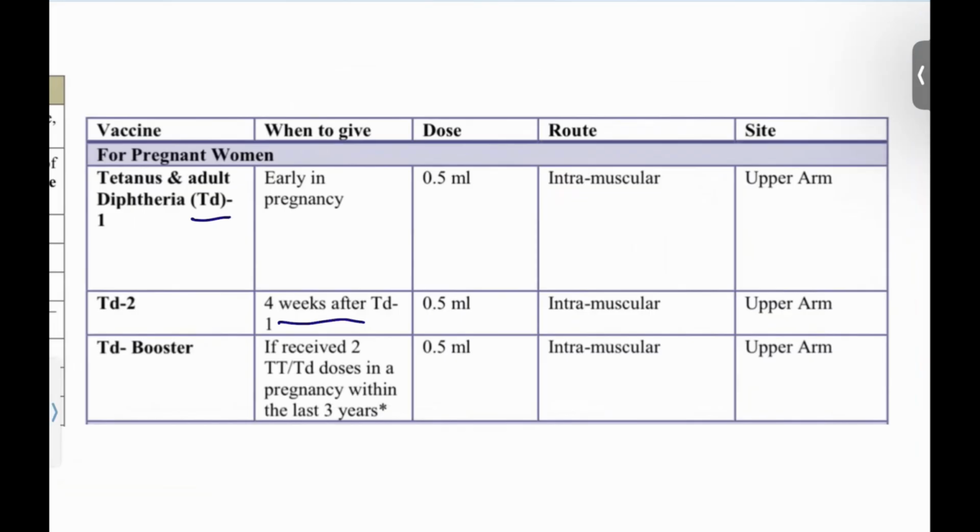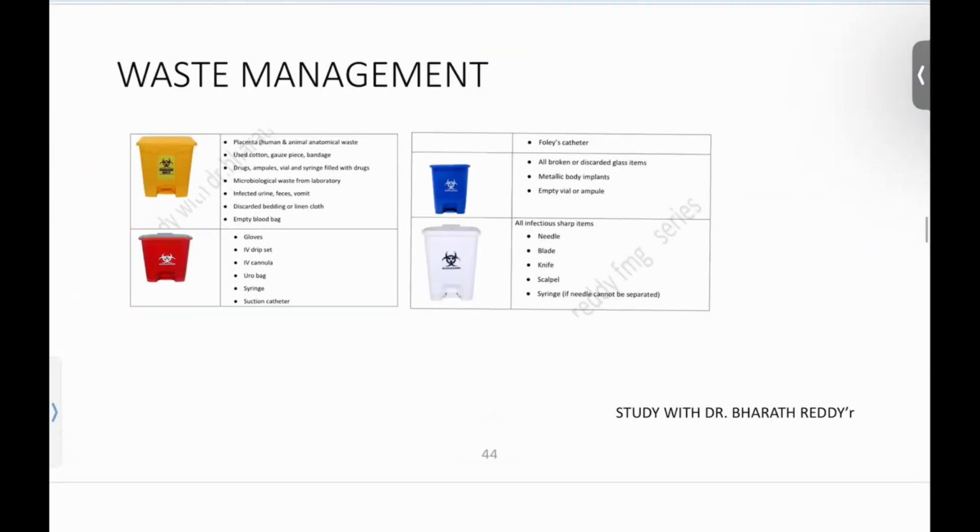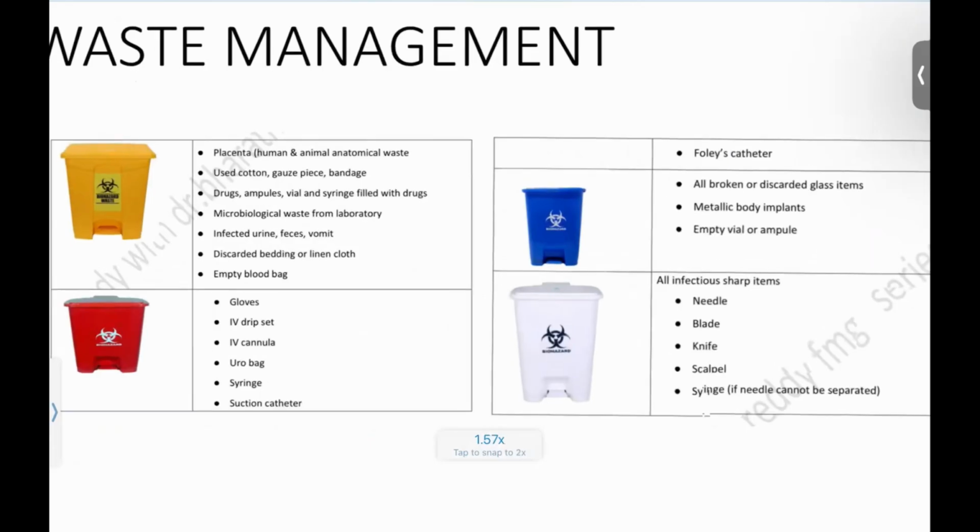But if the patient's last pregnancy was less than 3 years ago, you give the booster dose. If it is less than 3 years, the booster is fine. If it is more than 3 years, you have to repeat the 2 doses again. Right? This is the protocol that we follow in the PHCs. Next one is waste management and how to discard.